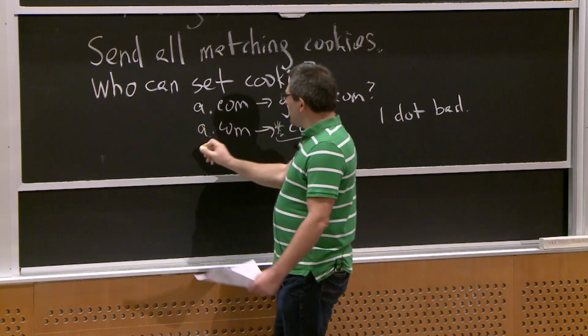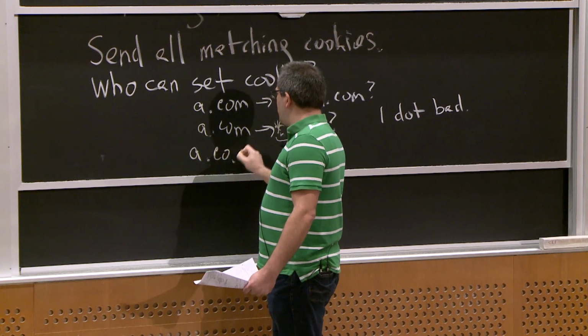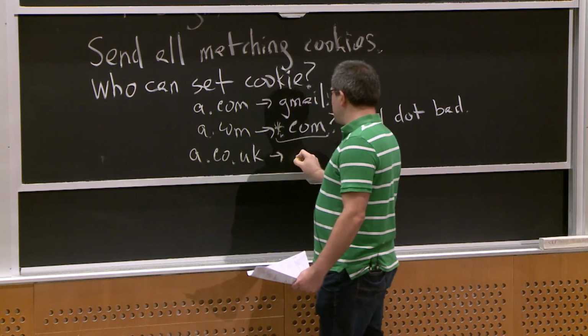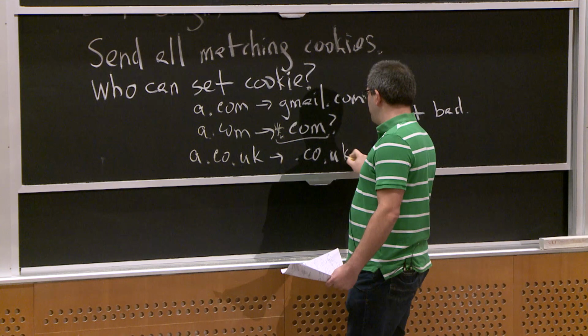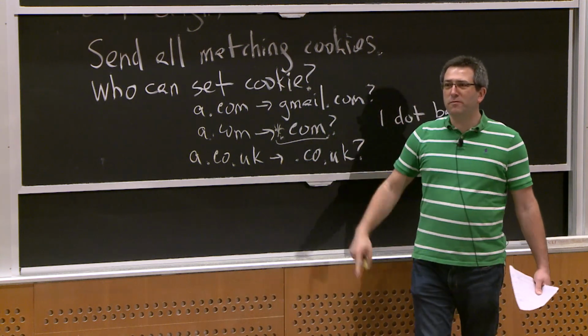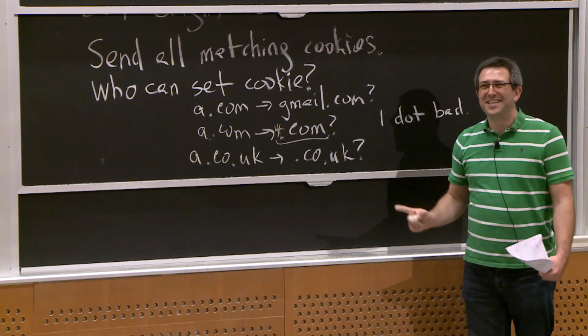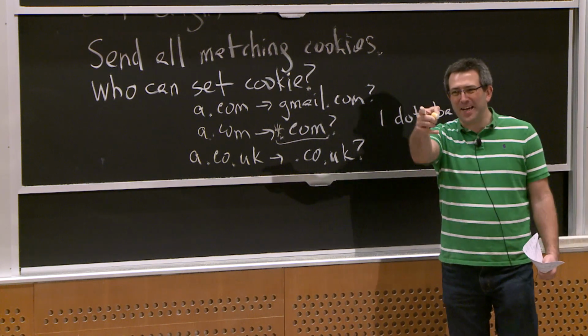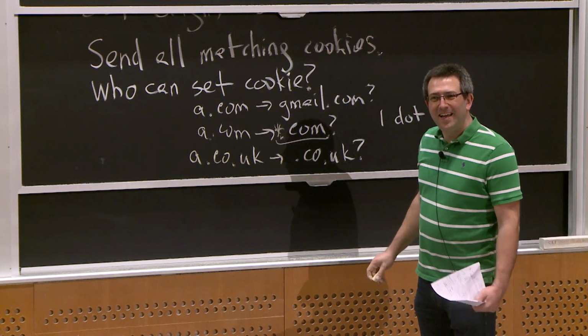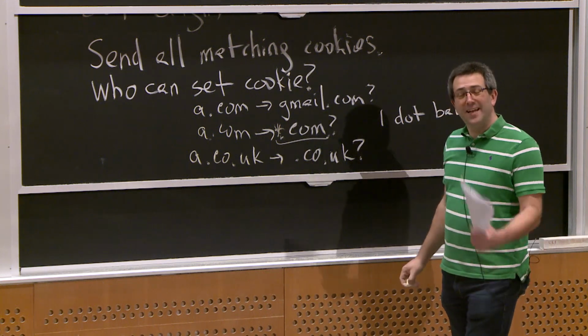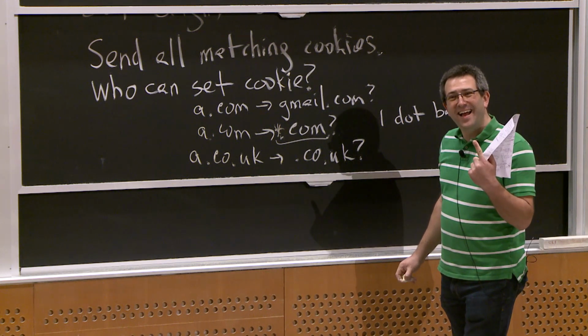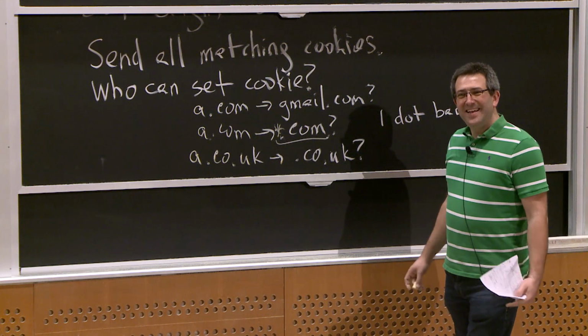All right, so what about like a.co.uk? Should they be able to set a cookie for .co.uk? Which is like the .com of England. But the rule said 1 dot. So what's the rule? Like, what's the answer? Yeah. Manually check for it. Manually check for what? Yeah. I guess I assume they have a list of the domains.